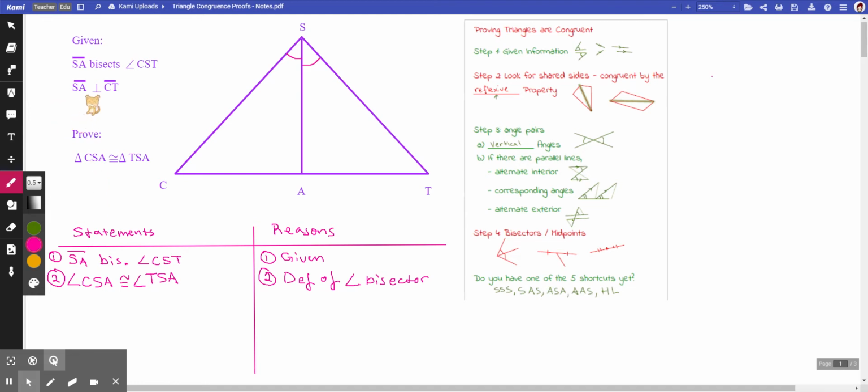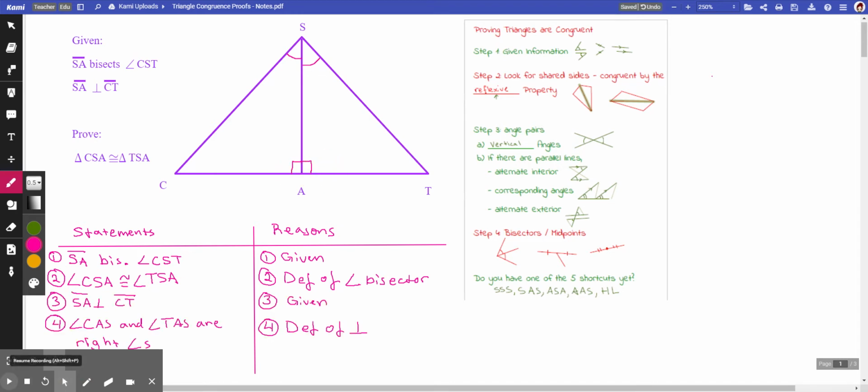So I also know that two segments are perpendicular. Perpendicular lines are going to form right angles, which probably should be in this list, but I didn't think of it. There's a lot of things that you can look at, but anytime you see perpendicular lines, you know that's going to form a pair of right angles. So segment SA is perpendicular to segment CT. That means these two angles here are both right angles. That is the definition of perpendicular. Perpendicular means that they intersect to form right angles. So your reason is definition of perpendicular.